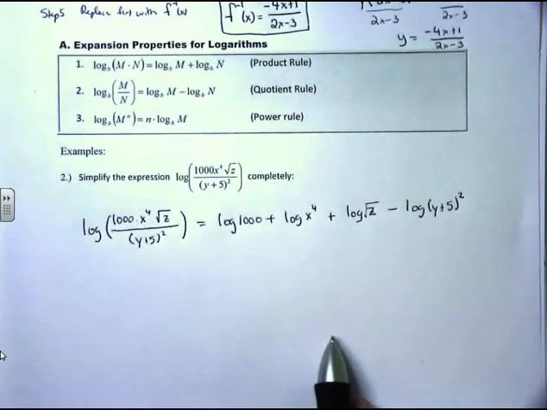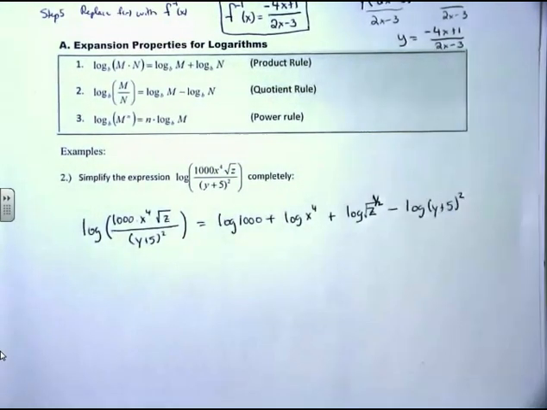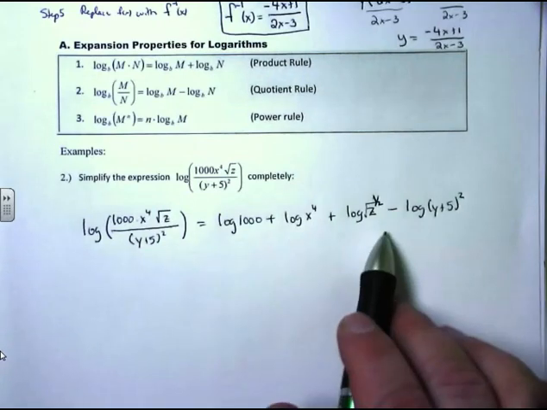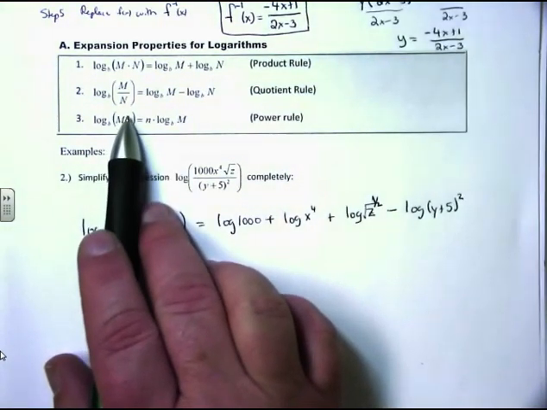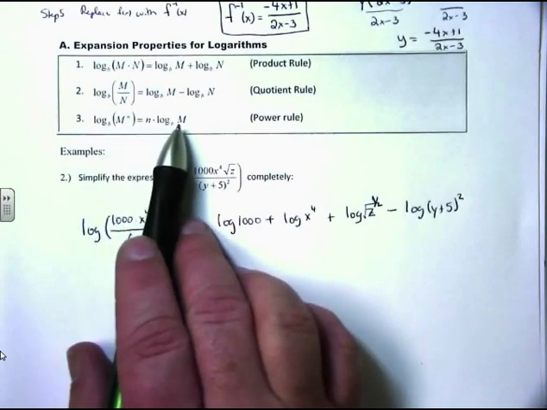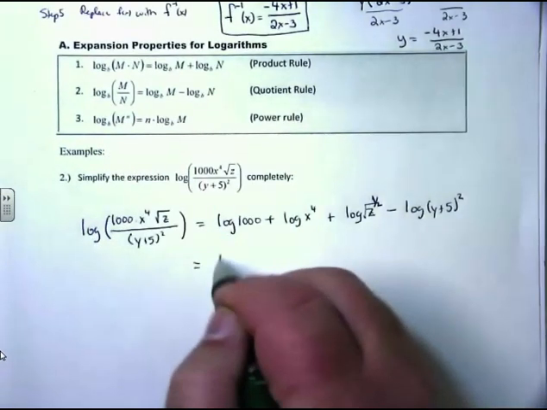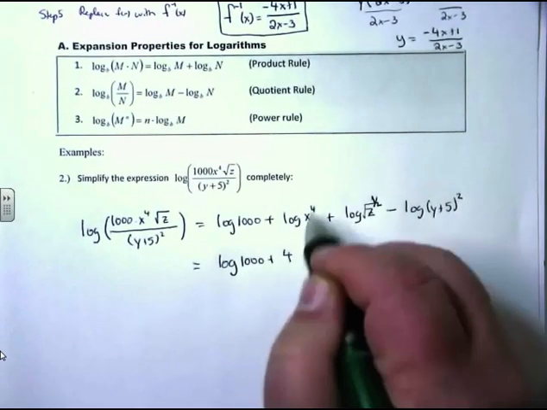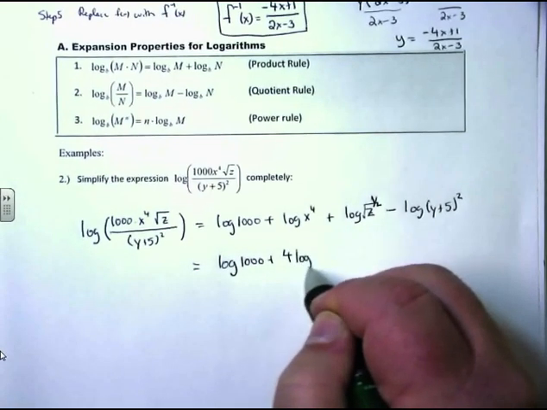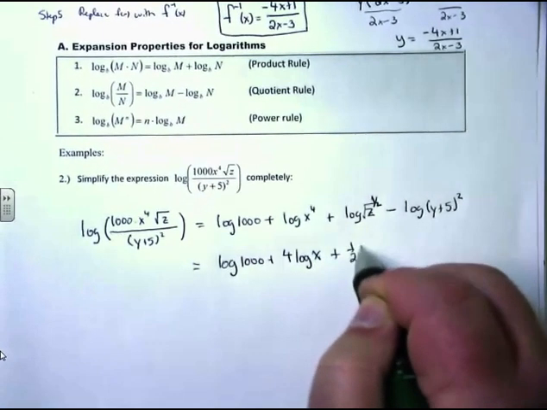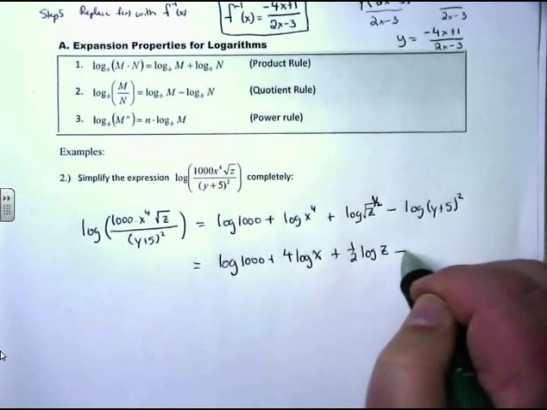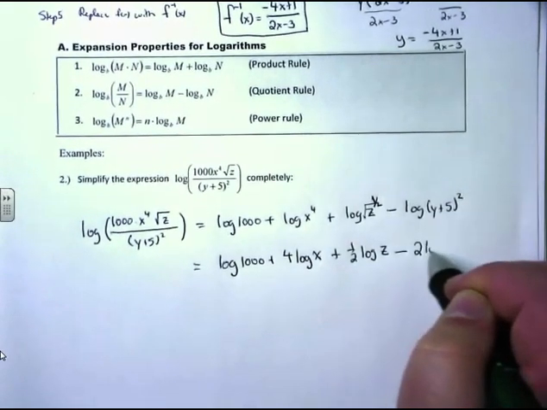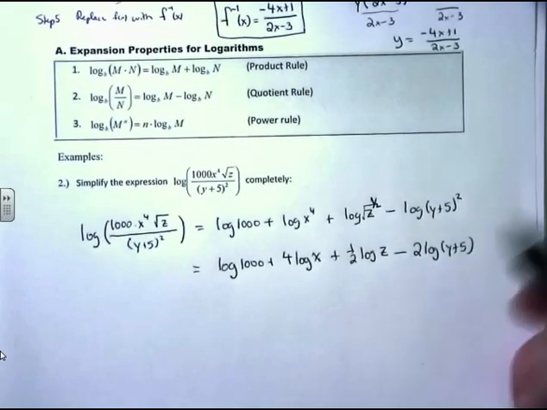But we're not done yet cleaning this up. First, I don't do square roots. Remember, square root is a half power. So square root of z is the same thing as z to the half. And thanks to log property number 3, where do powers get to go if I want to simplify it? When I have a term to a power, powers get to go out front. So this is equal to the log of 1,000, plus 4, the exponent pops out front, the log of x, plus 1/2 the log of z, minus the 2 pops in front of the log, 2 log of (y plus 5). Okay?